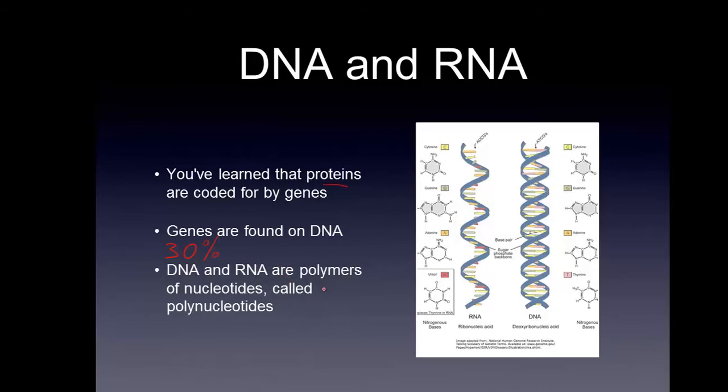So just like the other biological molecules, DNA and RNA are polymers, and they're made up of individual building blocks called monomers. In this case, the monomers are called nucleotides. So if you put a whole bunch of these nucleotides together to make DNA or RNA, you could say that DNA and RNA are called polynucleotides.